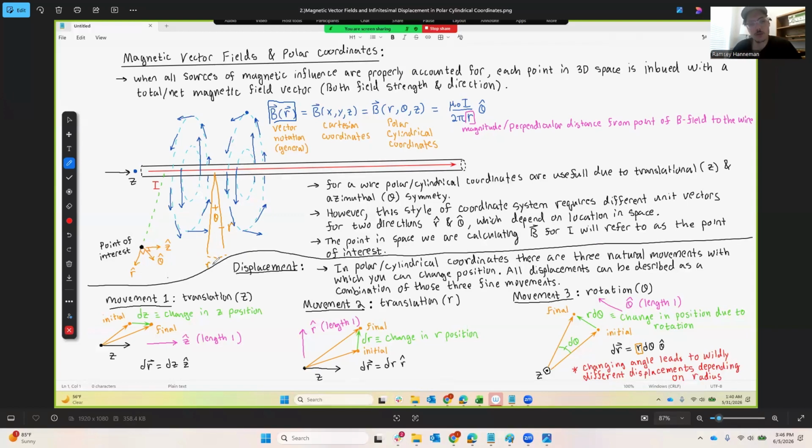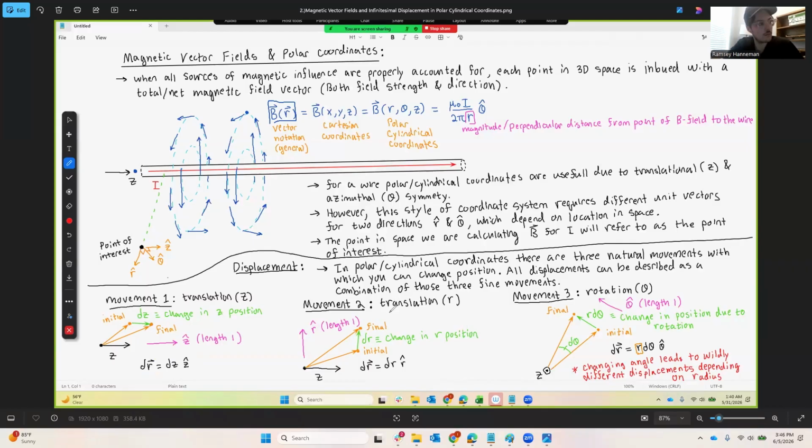It's related by r times theta. Because if theta is 2 pi, then the circumference is 2 pi r, and it all works out. So there are three kinds of movement that you can do in this system through the magnetic field. One is a translation in the z direction, and that's pretty straightforward because z always points in the same direction. As you move in the z direction, your small bit of displacement is just a small step dz, and then z hat just indicates which direction that small step is in.